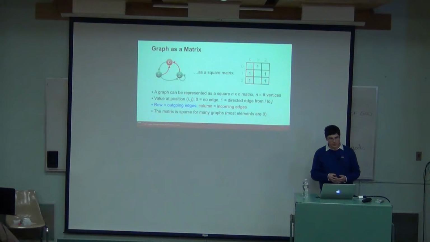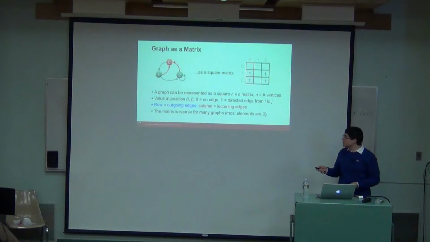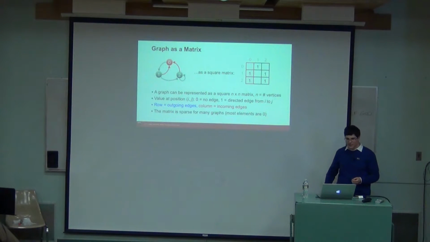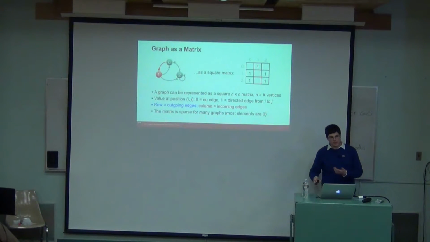Columns correspond to the incoming edges. So you can see there are 2 incoming edges to vertex 0, because there are 2 ones in this column at positions 1 and 2. You can see that there is an edge from 1 to 0 and from 2 to 0. Column 1 corresponds to vertex 1, column 2 corresponds to vertex 2.